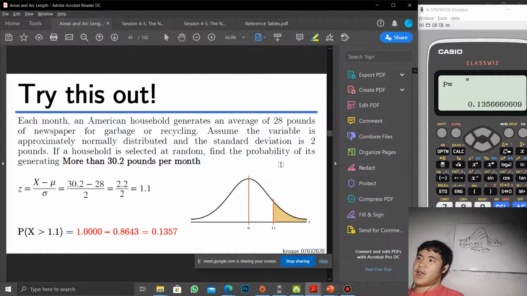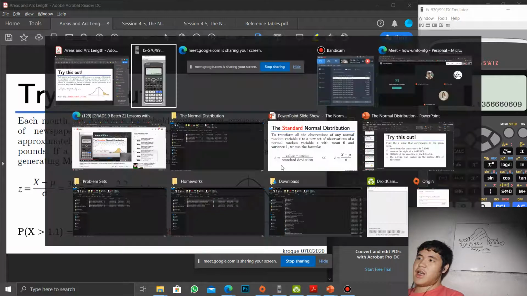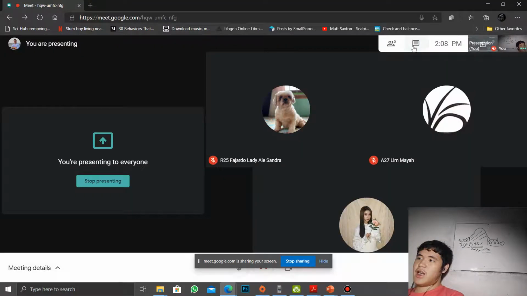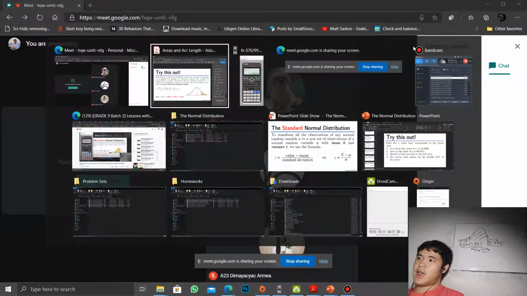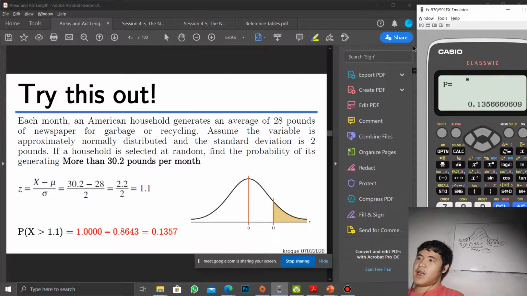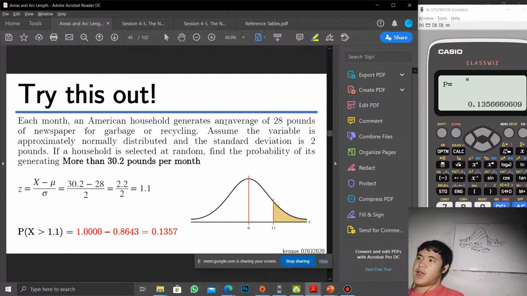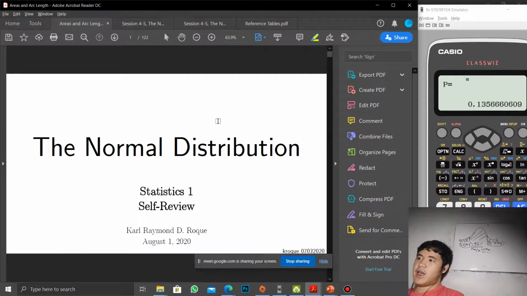May tanong, please pakisabi lang, no? Sa group chat natin. Okay? Now, let's move on to the next part. Check ko lang sa Google Meet, baka meron nag-chat. Okay, wala. Sige, let's start. Oh my God.